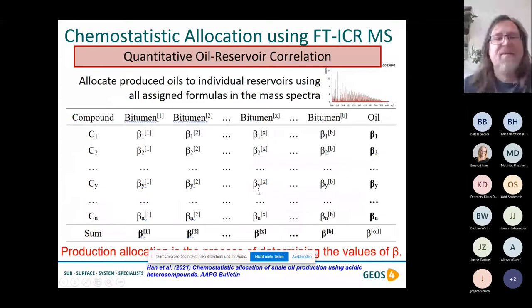Okay, now then let's come to a last highlight. We developed also a method with which we can chemostatistically allocate produced oil volumes to individual reservoirs using all assigned formulas in the mass spectra of all investigated samples. So strongly fractionated and mixed oils can be unmixed and allocated to the different bitumens representing different reservoirs in the unconventional play.